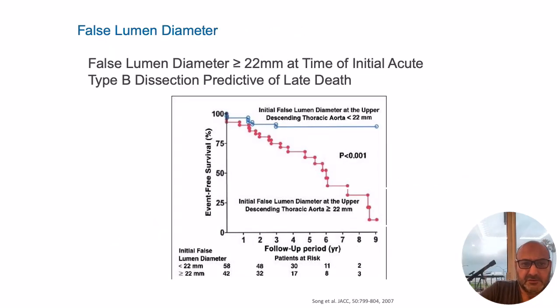Again, we talked about the false lumen diameter, and that you look at the event-free survival. Look how dramatic. The blue dotted line, that's when you have less than 22 millimeter, and the red stair-like line on this Kaplan-Meier plot dramatically increases mortality.